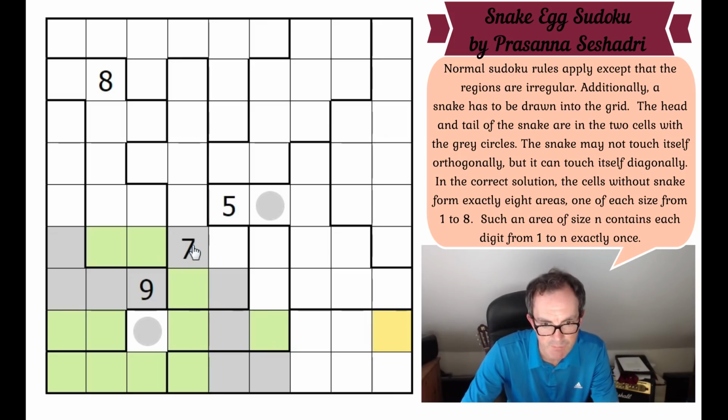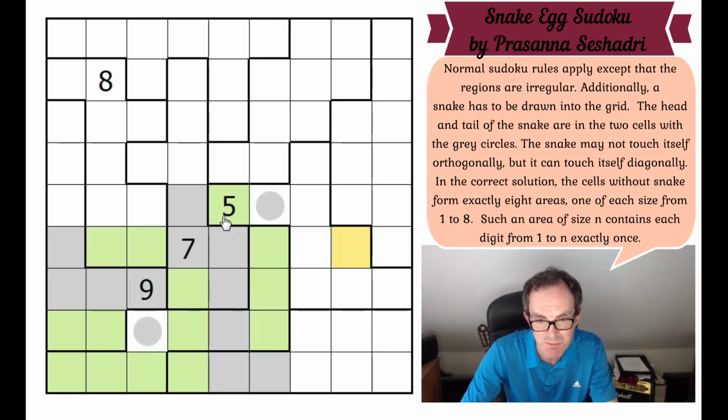Now, this 7 is sort of in a corner that's defined by these two green cells, look. We know it's not the head or the tail. So as the snake comes into this cell, it must both come in and exit. So those two both have to be snake. So these are all snake. This is snake, or the snake's touching itself orthogonally in these two squares, so that's green.